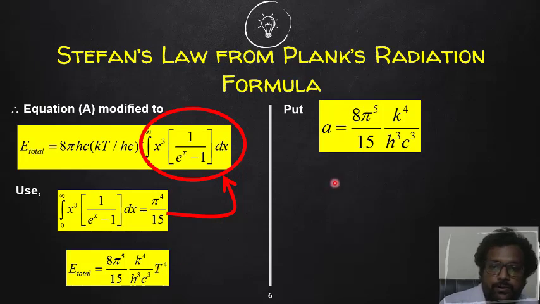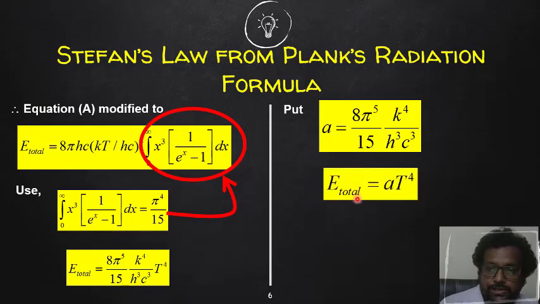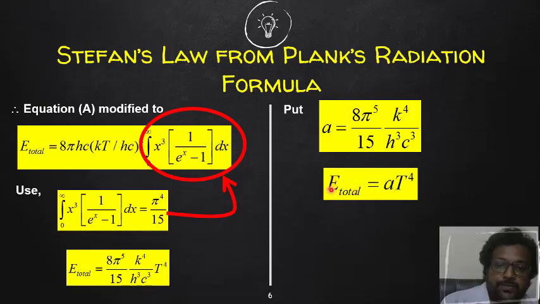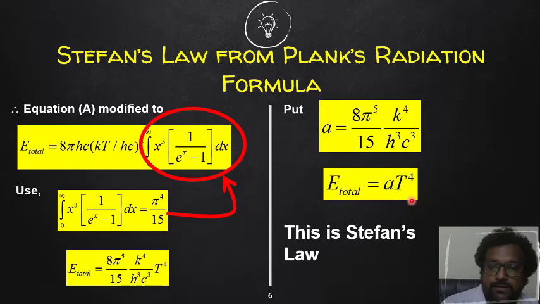Alright, so if you put A equal to 8 pi to the power 5 k to the power 4 by 15 h cubed c cubed in the above equation, then our relation reduces to E total is equal to A T to the power 4. So energy density, meaning total energy, which is nothing but power radiated per unit area, is directly proportional to T to the power 4. This is nothing but our Stefan's law or Stefan-Boltzmann law.